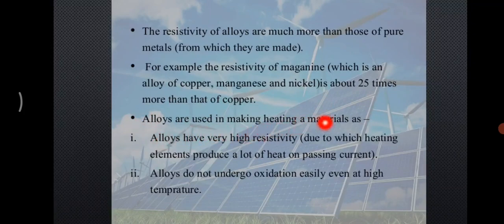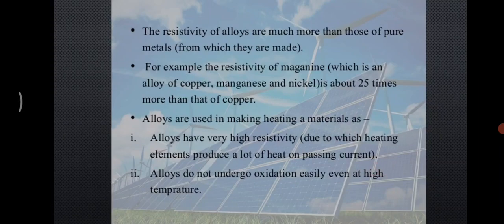Alloys are used in making heating materials such as heaters, welding machines, and many other devices where we need more heat. Alloys have very high resistivity, due to which heating elements produce a lot of heat on passing current. So when you pass the current through them, a lot of heat will be produced.